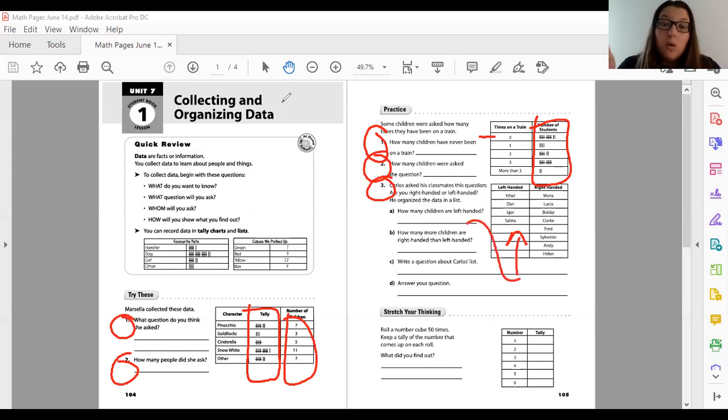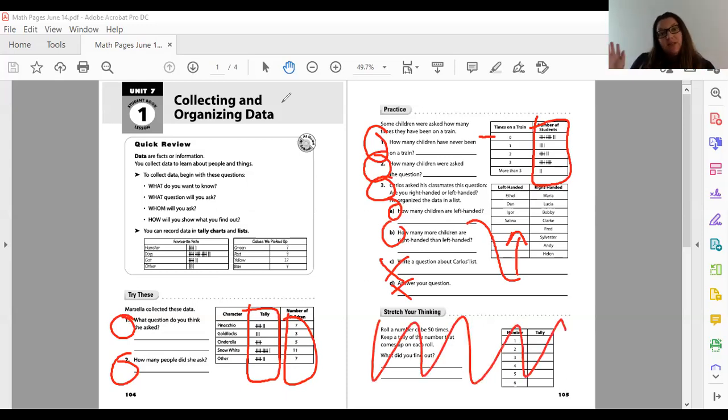How many more children are right-handed than left-handed? You might have to do some subtraction. And you do not have to answer C or D. So just A and B, okay? And you're not going to do the stretch your thinking today unless you desperately want to.